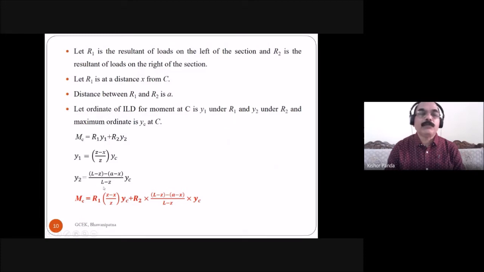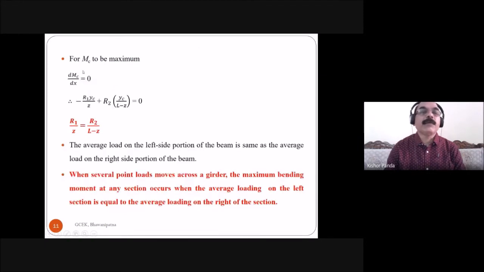Then you can find out the moment at C. MC is equal to R1 into Z minus X by Z into YC plus R2 into L minus Z minus A minus X by L minus Z into YC. This is the moment at section C. For MC to be maximum, what do you have to do? You have to take the differentiation of this moment with respect to X equal to 0: dMC by dX is equal to 0.